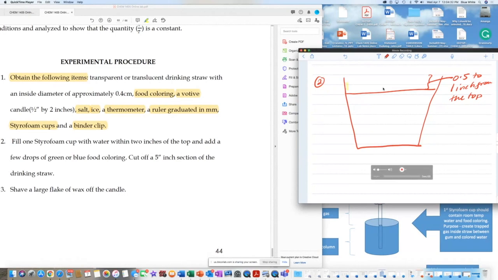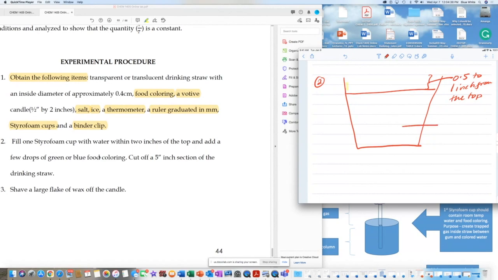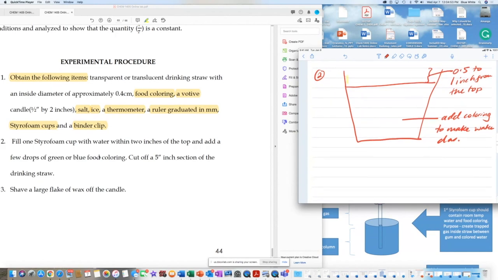So you have water in here, and then you added blue or green food coloring. Add a lot of coloring to make the water dark. So add as many drops as possible to make the water dark. And then while we're here, still on number two, you have a drinking straw, right?